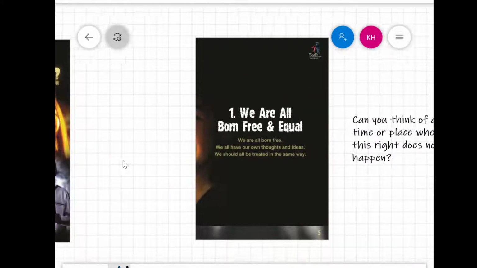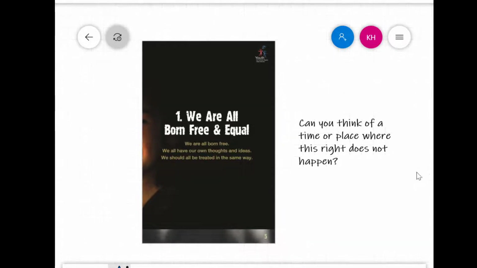Our very first human right is we are all born free and equal. We're all born free. We all have our own thoughts and ideas. We should be able to be treated in the same way. Now, can you think of a time through history, or a time or a place here in Canada today, a society, where people are not born free or are not treated as equals?